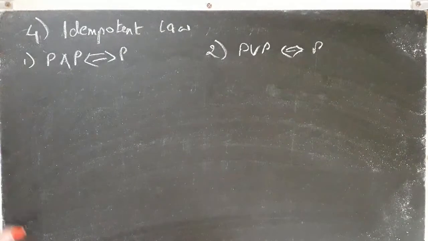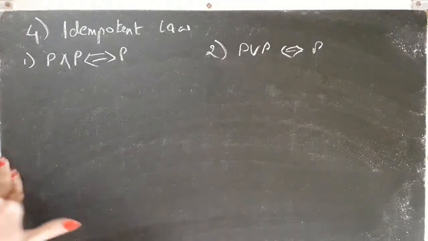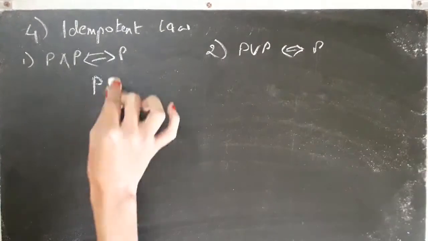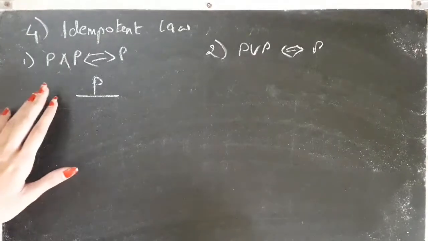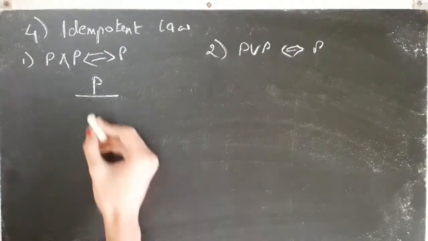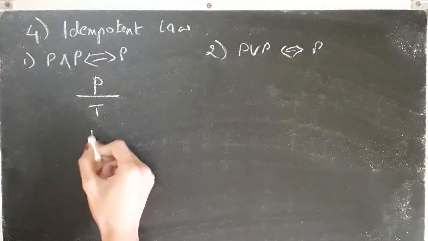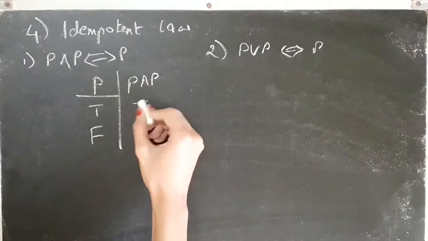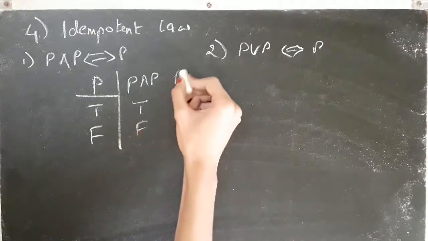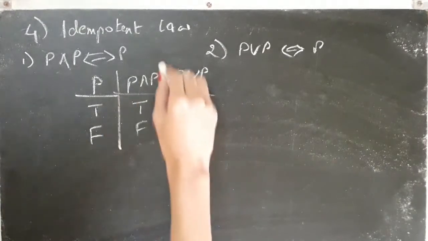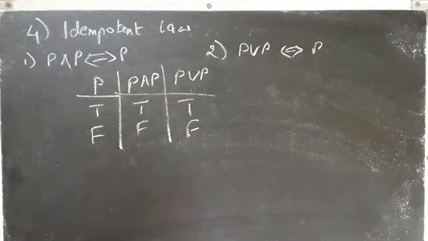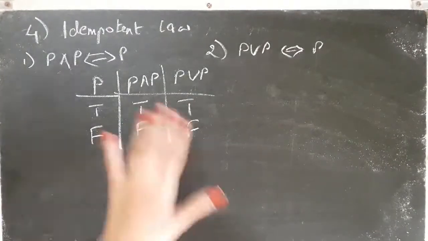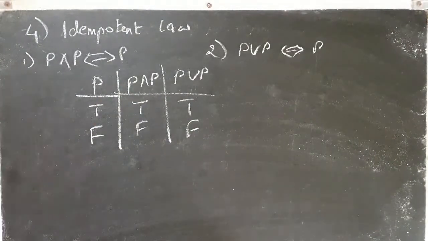The law is quite obvious, but we can still prove it with the help of a truth table. What are the 2 truth values that P can have? It can either be true or false. What is P and P? Obviously it's TF. And what is P or P? Obviously it is again TF. So these 2 statements are logically equivalent and we get the idempotent law.